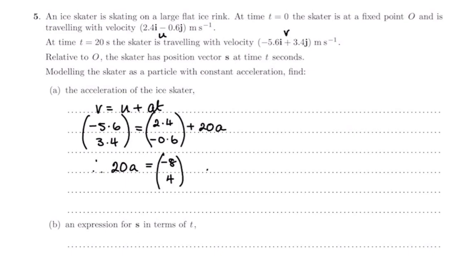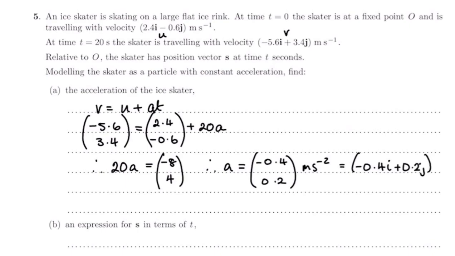Therefore a, and all you have to do is divide by 20, so you get (-0.4, 0.2) meters per second squared. Or you can write that in i's and j's, so that's -0.4i plus 0.2j, and that is also in meters per second squared.